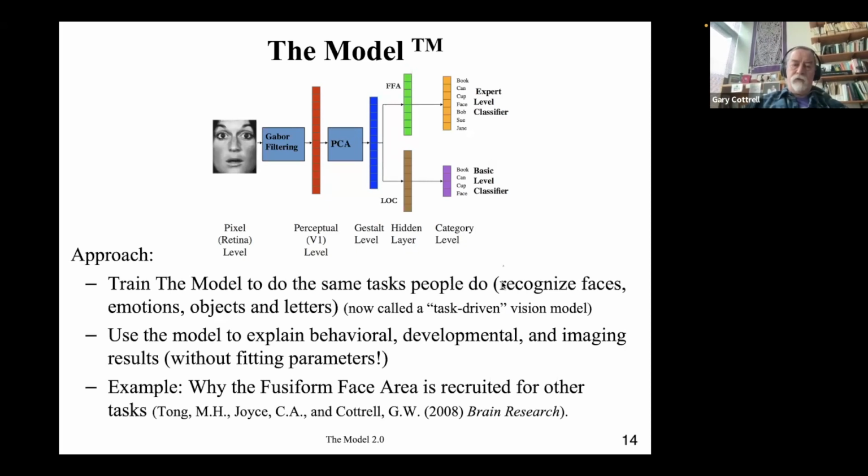One example of what I did with this is explain, if you believe the expertise hypothesis, that the fusiform face area is recruited for other expertise tasks. So if you become a birder and you spend your weekends looking at birds, the fusiform face area ends up lighting up for birds. And I have a paper where we claim that we can explain why that is.